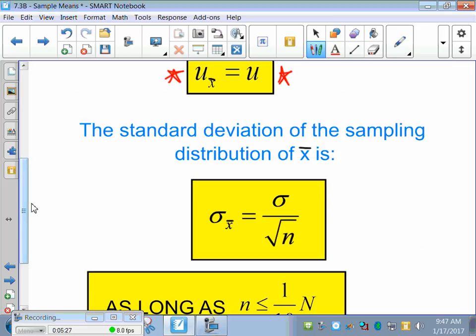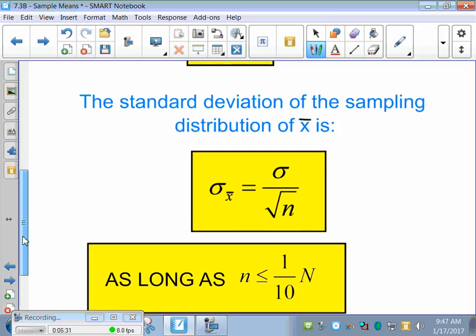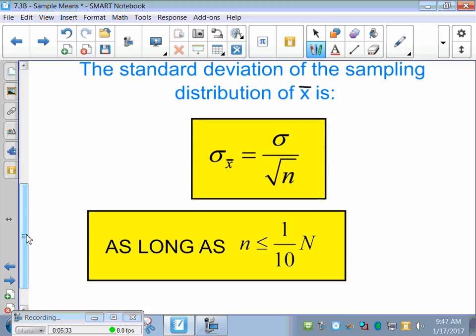Okay, then we've got the standard deviation. This is a different formula than the p formula we use when doing proportions. This is for sampling distributions of x bar. So no decimal, no fraction. You're getting something like the year of the pennies. So this is sigma of x bar.